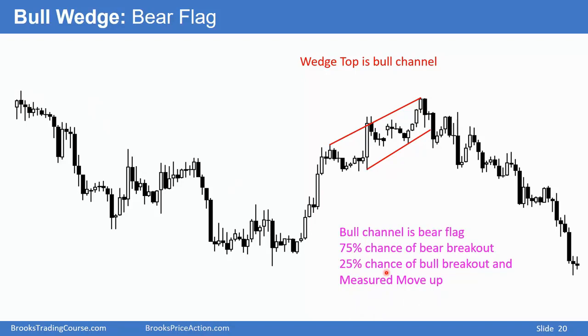Bull channel, bear flag. Only 25% chance of a bull breakout and a swing up. 75% chance the market will break below the bottom of the channel, which simply means breaking below the bull trend line, which it did. And it could simply go sideways and then resume up, but 75% chance you'll break below the bottom of the channel.